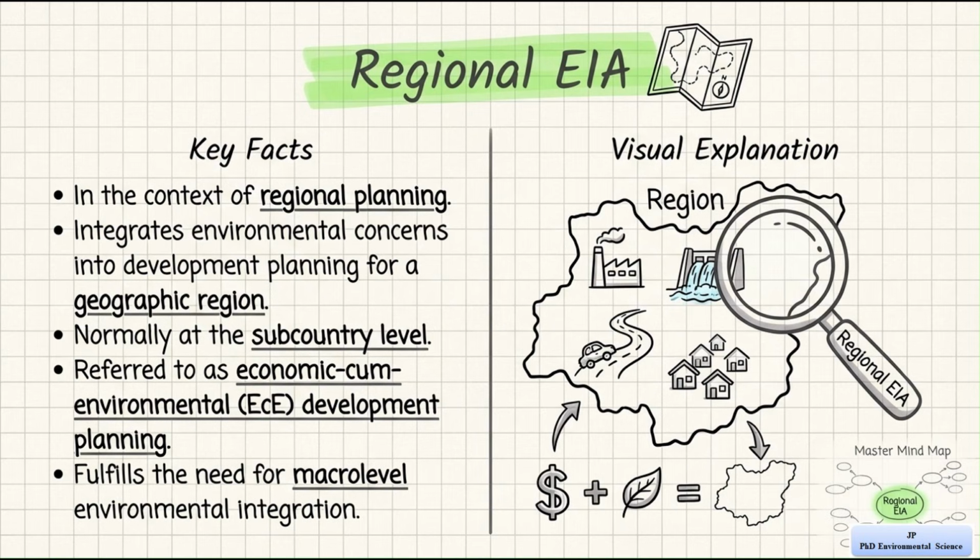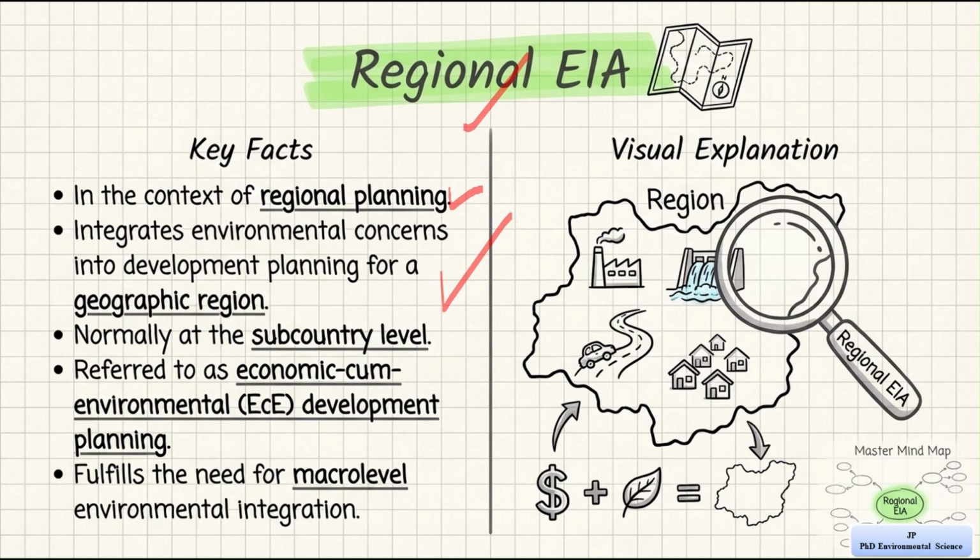Regional EIA. This type of EIA focuses on a specific region or area, not one project but the whole area together. In the context of regional planning, it is used when planning development for a larger area. For example, planning development for a city, district or region. It integrates environmental concerns into development planning for a geographic region. While planning development, we also consider environmental effects. Integrates means it combines together. Example, while building roads, industries, houses, also think about pollution, forests, and water.